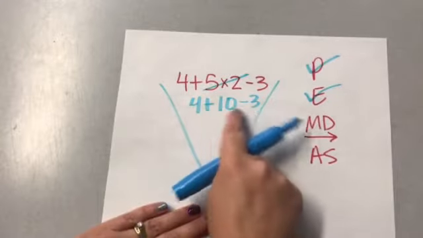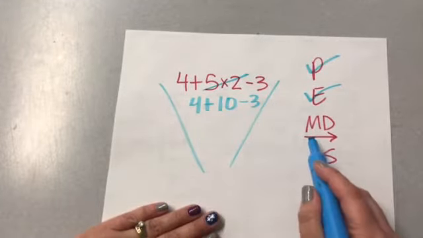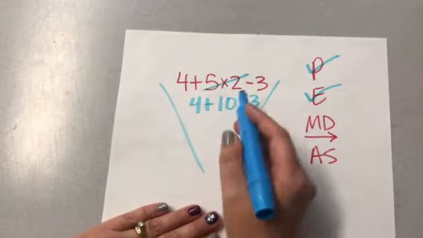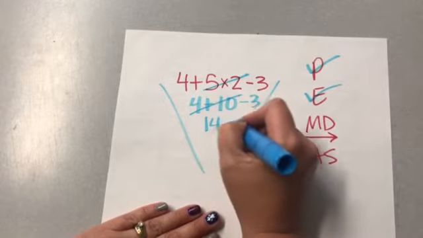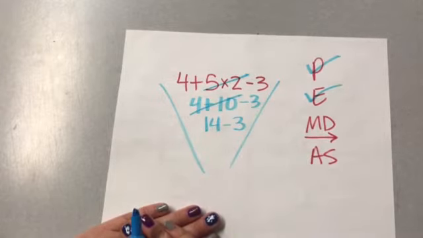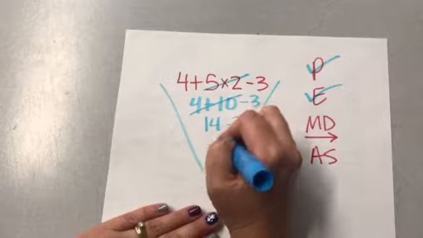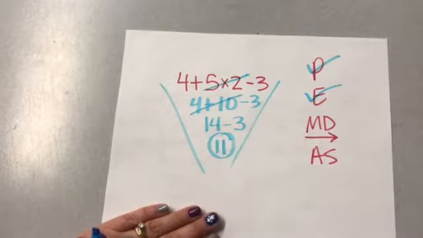So now I just have addition and subtraction. So I'm going to work from left to right. I'm going to do 4 plus 10. And then I just have 14 minus 3, which is 11. That answer is 11.